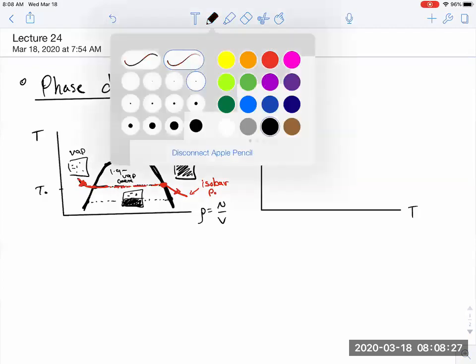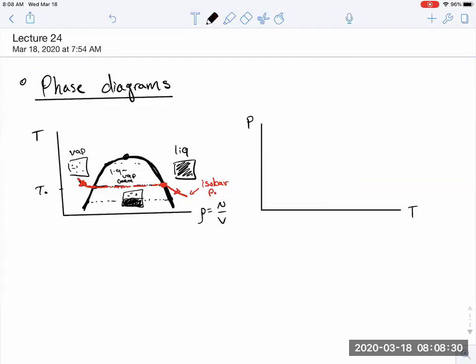One easy way to remember the shape of these liquid vapor coexistence curves in the temperature and density plane is that they kind of look like spooky ghosts out of Pac-Man. Okay, so that's what one of these phase diagrams looks like in the temperature density plane. What does this corresponding phase diagram look like in the pressure and temperature plane?